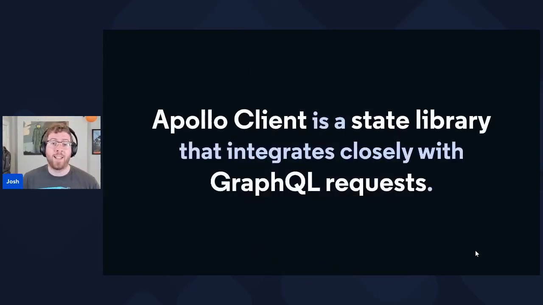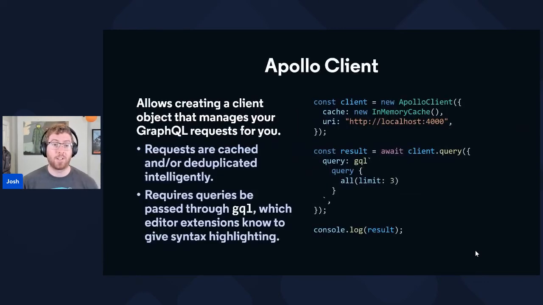Apollo Client is a state library that integrates closely with GraphQL requests. It's great. It's a runtime thing you can use. Apollo Client allows you to create a client object that manages your GraphQL requests for you. On the right, the first variable declaration line, const client, is us creating a new client with an in-memory cache against the localhost 4000 endpoint I showed earlier.